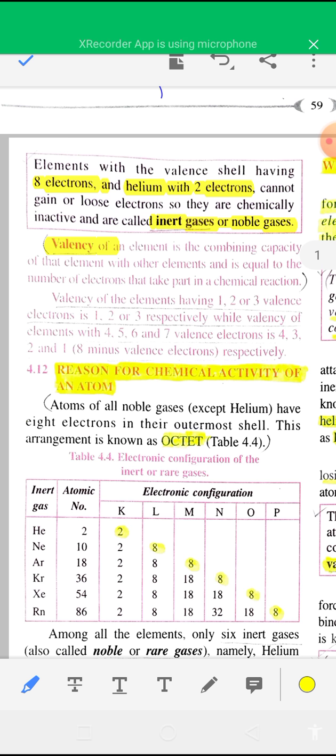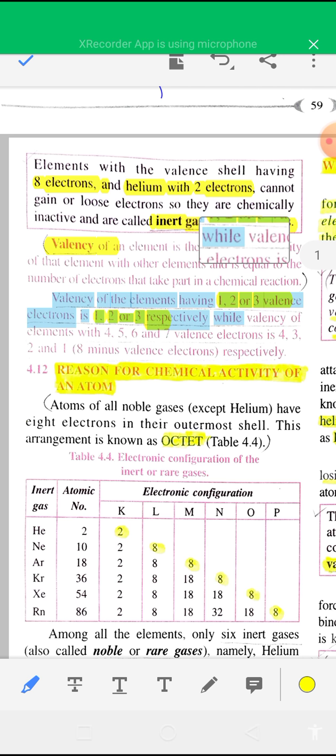Okay, now see valency. Definition of valency in terms of valence electrons. Valency of an atom, this is the basic definition of valency: valency of an element is the combining capacity of that element with other elements, and which is equal to the number of electrons that take part in chemical reaction. And valency of elements having 1, 2 or 3 valence electrons are 1, 2 or 3 respectively.